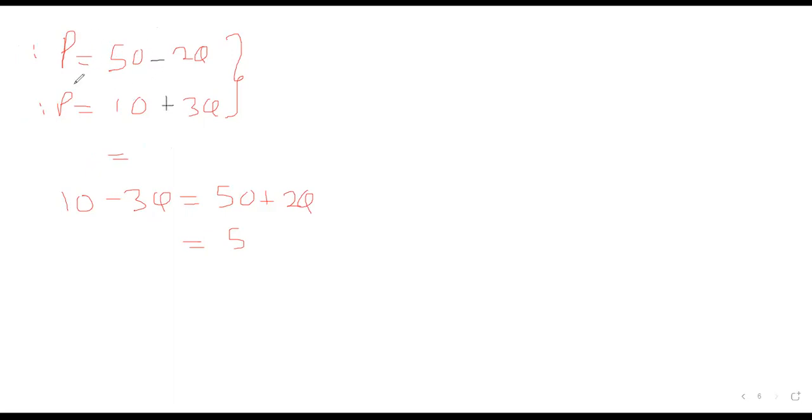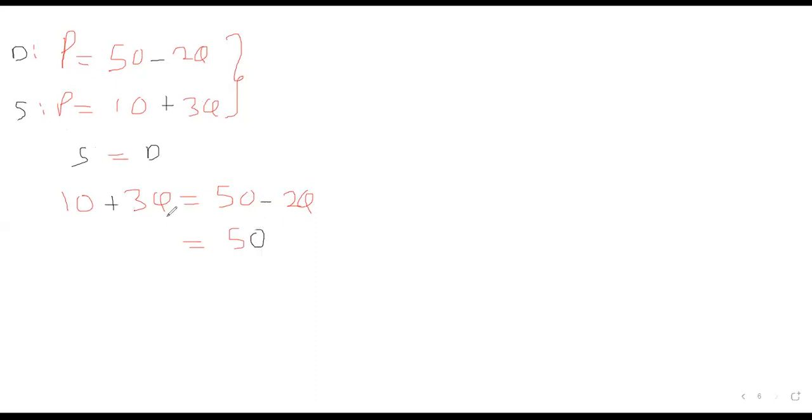So which one is our demand between these two? Our demand is which one? The first equation. Demand is the one with the negative gradient. And here, which one is our supply? The one with the positive gradient, this one there. So supply is equal to demand at equilibrium. So 10 plus 3Q is equal to 50 minus 2Q.